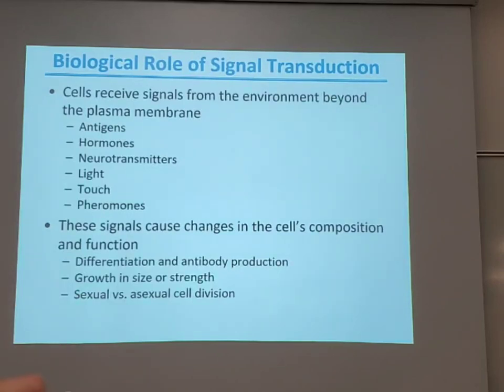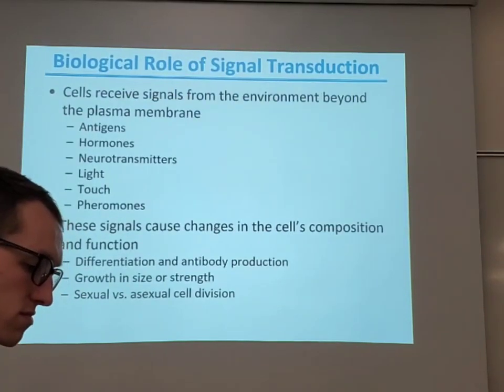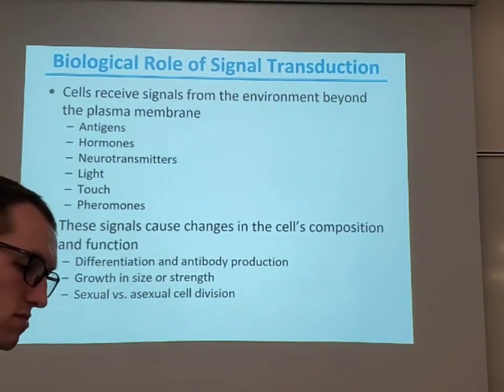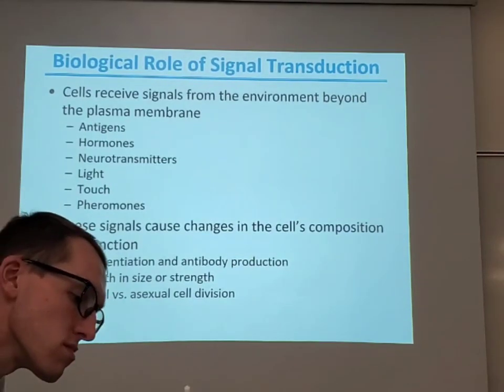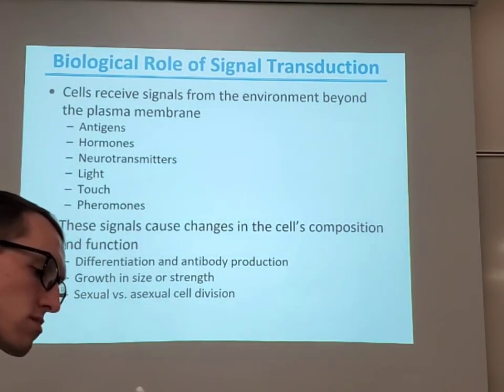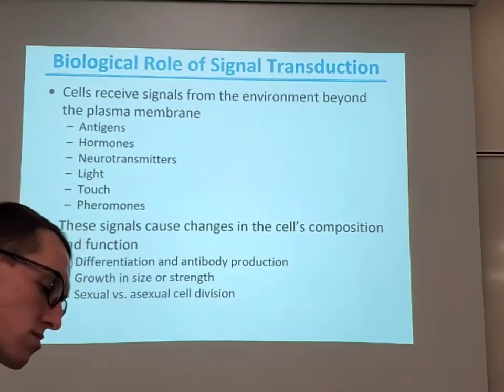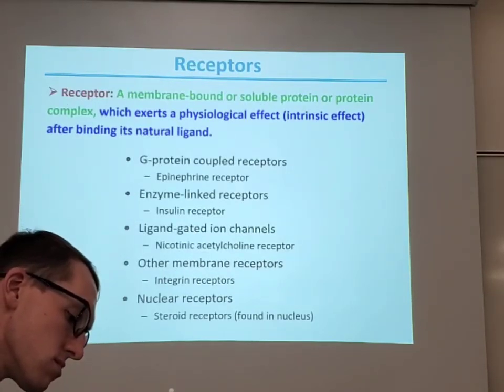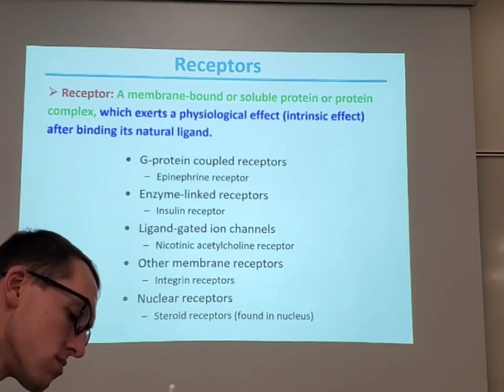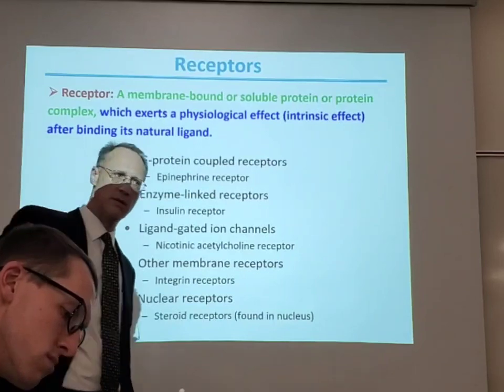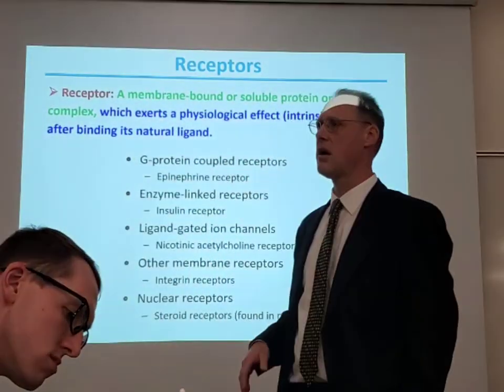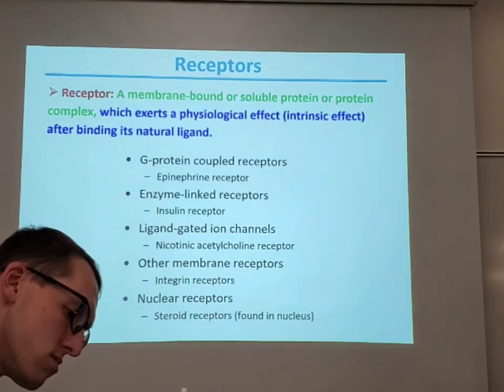All right. Wow. A lot of signals there. Androgens, hormones, neurotransmitters, light, touch, pheromones. What do we do with it? Cell division, growth, differentiation, antibody production. We got a lot of things to cover. A receptor is the target of, and some downstream signaling cascades is the target of our upcoming chapter 12.